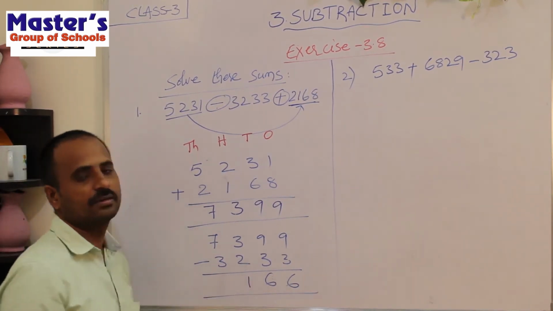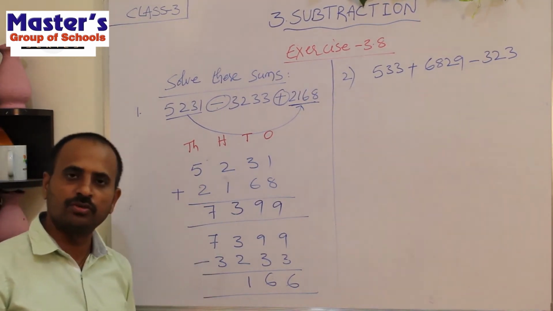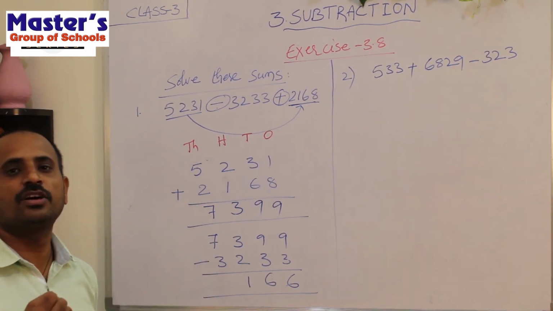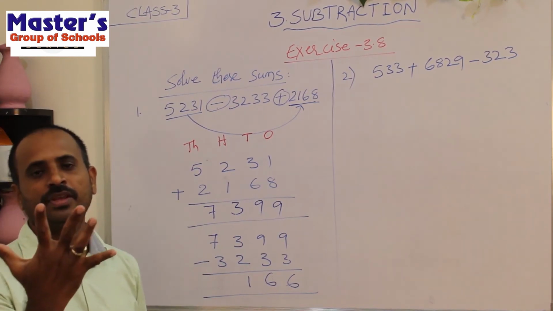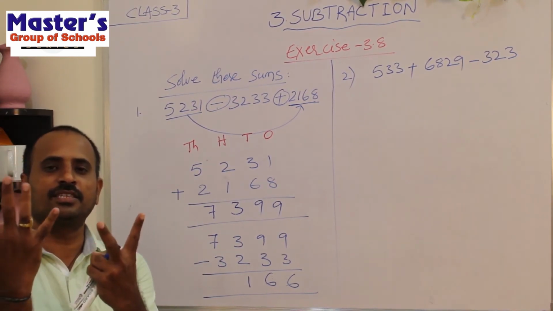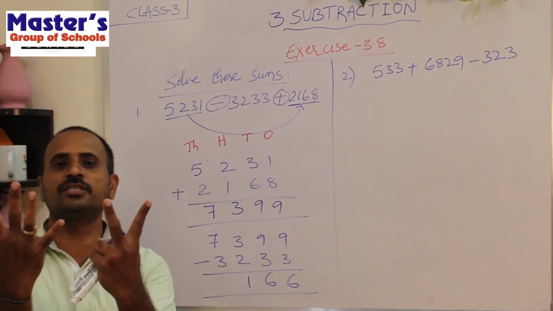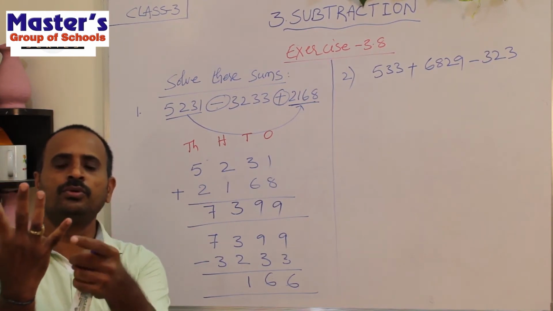So write 1 here. Now go to thousands place. 7 and 3 are present in thousands place. What is the first number? 7. So open 7 fingers of your hand. 1, 2, 3, 4, 5, and 6, 7. These are the 7 fingers. And what is the second number? 3. Close 3 fingers among these 7 fingers. So close 3 fingers. 1, 2, 3.